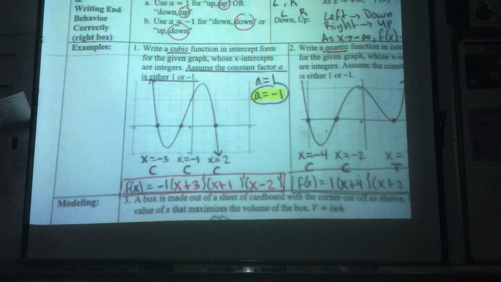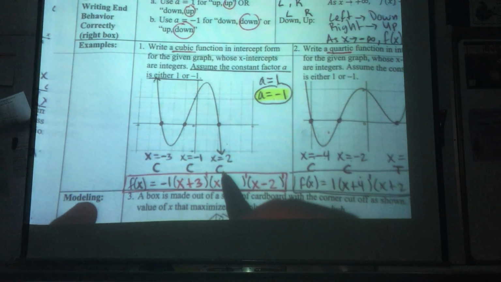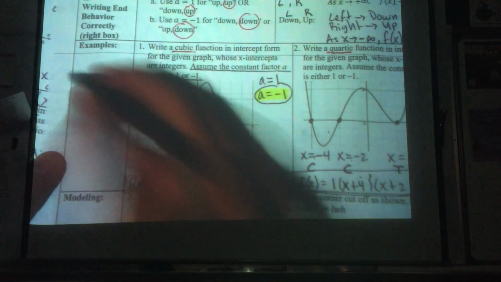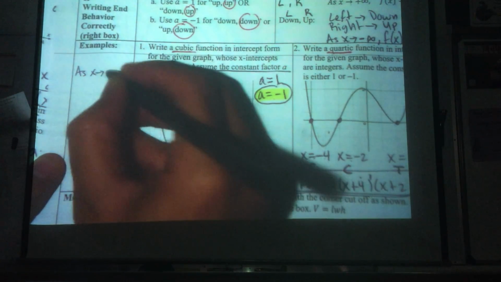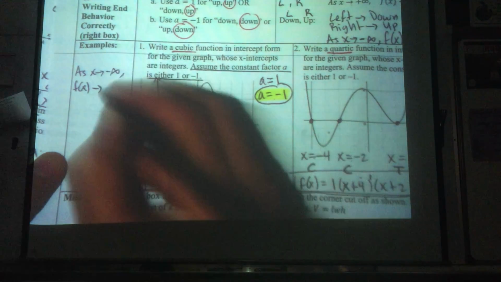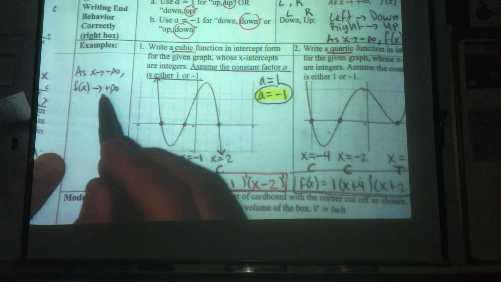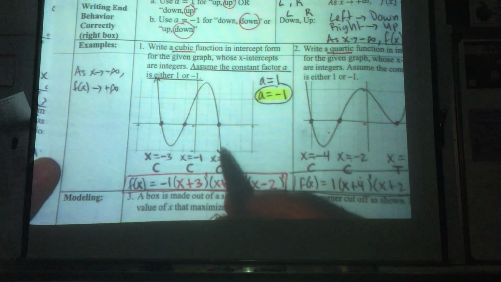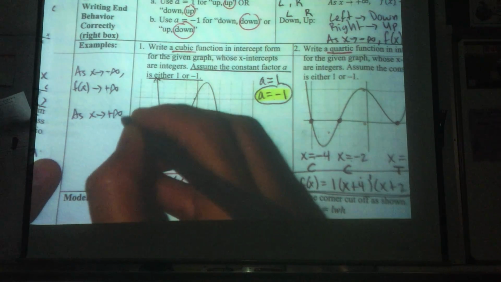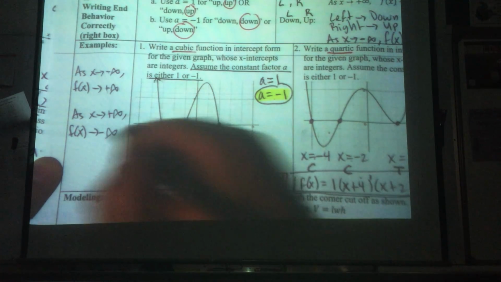Watch, let's do it again. Look at this one right here. The end behavior of this one is up, down, right? So on the left, it goes up. On the right, it goes down. To say on the left, it goes up, I'm going to say as x approaches negative infinity, that means left, f of x approaches positive infinity. On the left, it goes up. Now to say on the right, it goes down, as x approaches positive infinity, that means right, f of x approaches negative infinity. That means down.